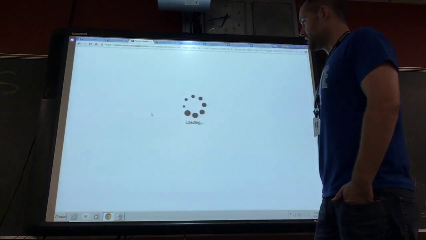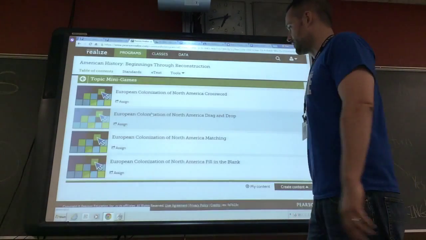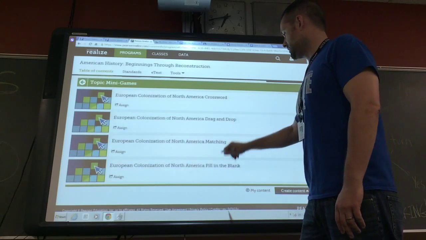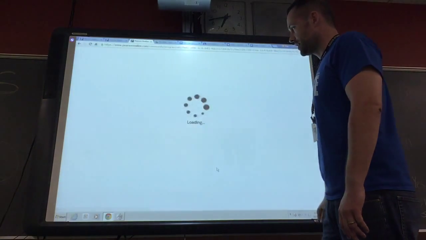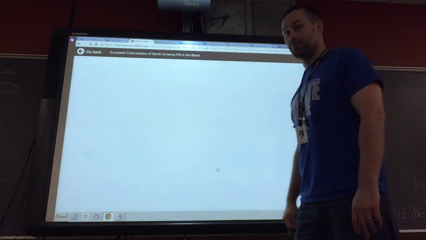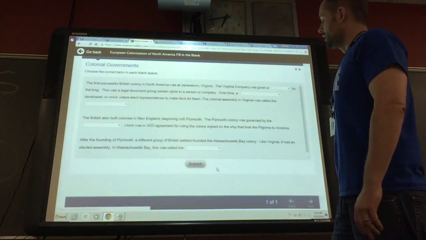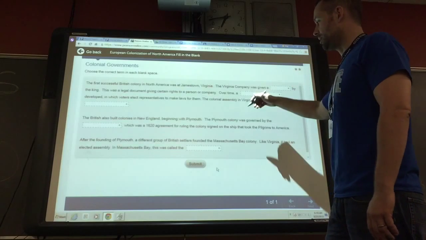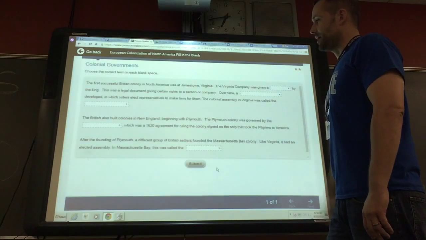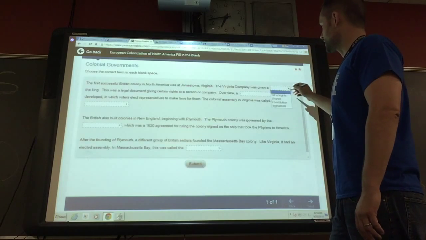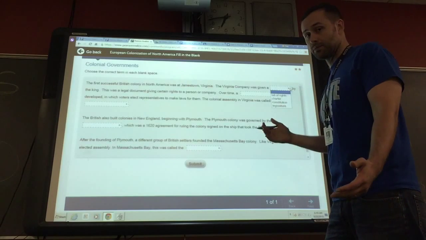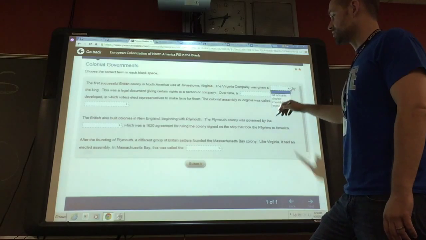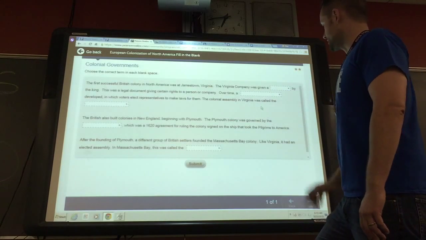You need to get to the furthest back page, which will have the newest material. So these topic mini games, there are 2 that I've given you the option of working on. One is a European colonization of North America, fill in the blank. And it will look something like this. And it'll have some information about Jamestown and Plymouth and settlers in Massachusetts. And you choose the correct answer, just like you might do on one of our Google Forms on a test. You can push the drop down menu and choose the right answer and then submit it.